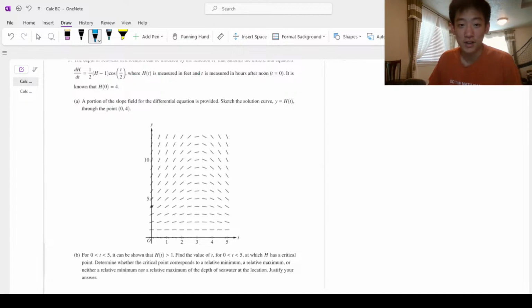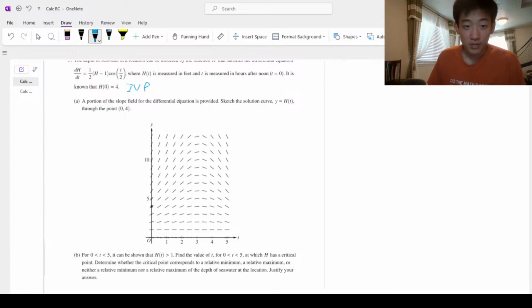Where h of t is measured in feet, t is measured in hours after noon. Oh, so it's like a tide. Okay. So it's known basically like cosines, like a periodic. Yeah. So afternoon, and noon is t equals 0. It is known that h of 0 equals 4. So this gives you another initial value. It's like an initial value problem.